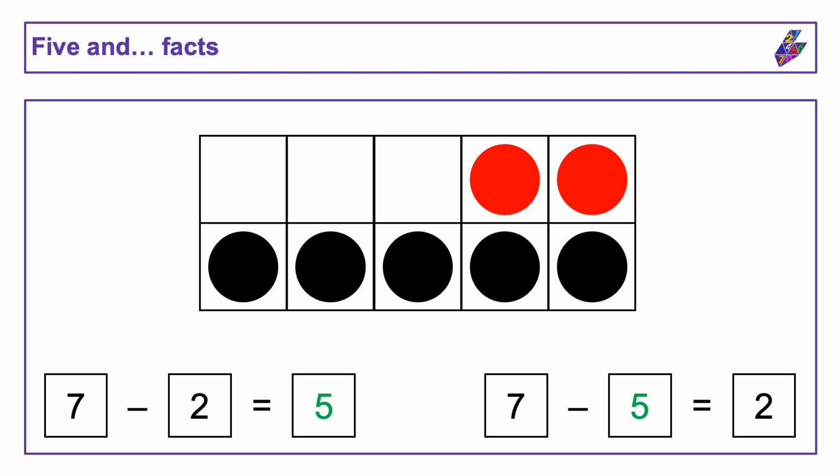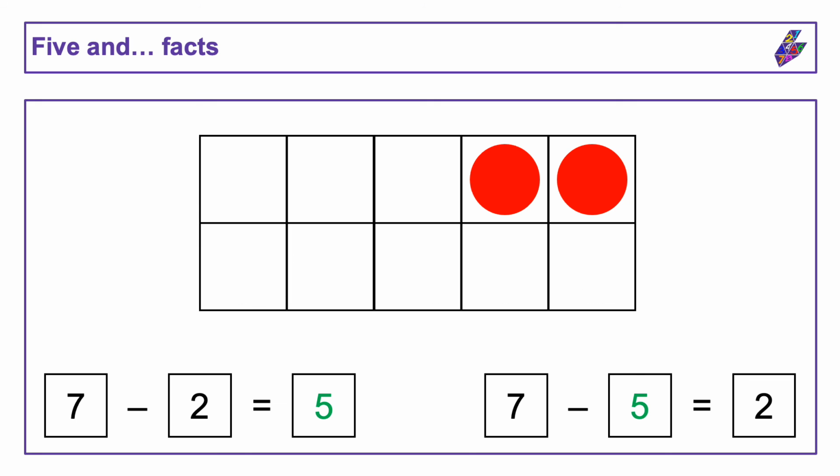Or you might have thought of 7 minus 5 equals 2, visualising the 7 dots that you started with and subtracting the 5 black ones at the bottom, leaving just the 2 red ones on the top.